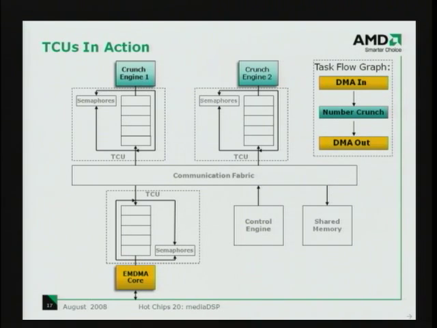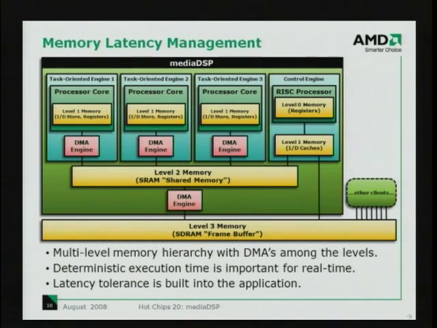Of course, in practice, there are many more of these parallel engines running and there are many more elements in these queues, tasks queued up. But you get from this picture the basic idea of how the architecture allows the control engine to dynamically set up the control flow for a generic task flow graph, but then the communication occurs without any of the RISC processor being involved. The TCUs or TOEs synchronize automatically between themselves.